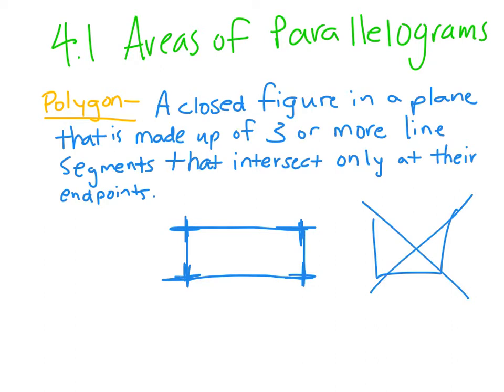So it's got to be a closed figure that's made up of at least 3 or more. That's why the triangle works, as long as it's closed. And then each endpoint would actually intersect eventually. Now that's not what a regular triangle would look like or a parallelogram, but anytime you have a closed figure, it is considered a polygon.